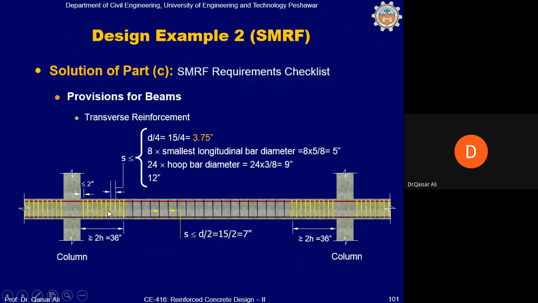And if you remember, from the analysis, the spacing was 7.5 inch. So instead of 7.5 inch, within this location of 2H, we will use 3.75 inch spacing.